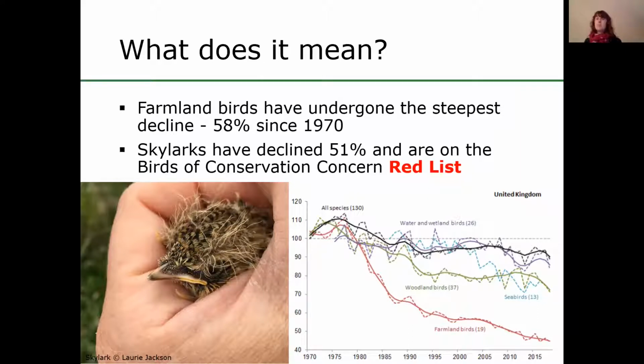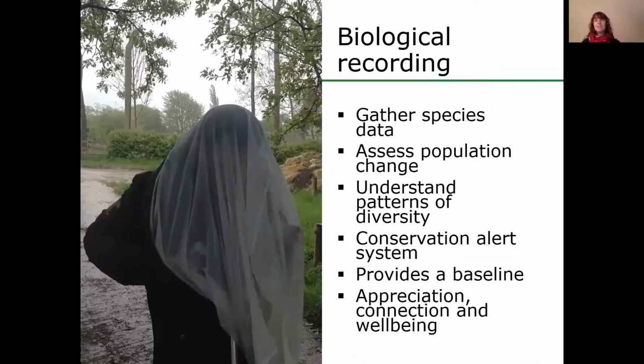So a 58% decline. Noticing where the skylarks are singing is really important because you're helping to build up this picture. And seeing that skylark there, this is one of our red listed birds. Unfortunately, because it's declined as a species by 51%, it's now on what's called the bird of conservation concern red list. So seeing that one bird means a lot of things. Birds are really fantastic indicator species, and gathering this sort of data is really important for understanding more widely what's going on in our countryside.